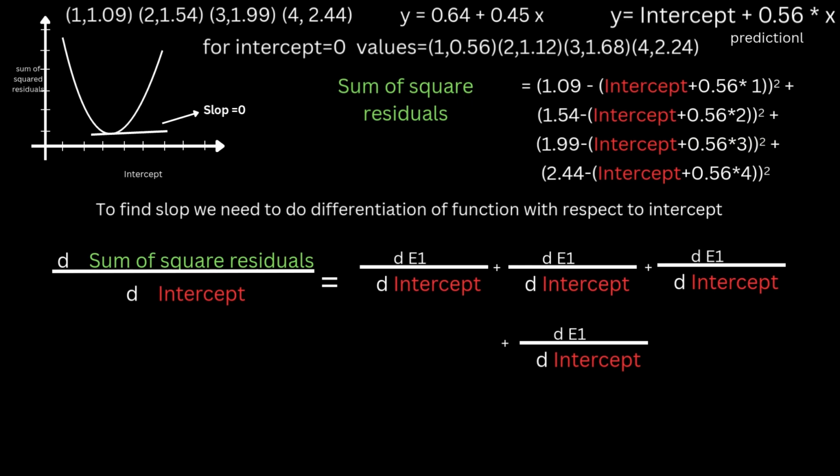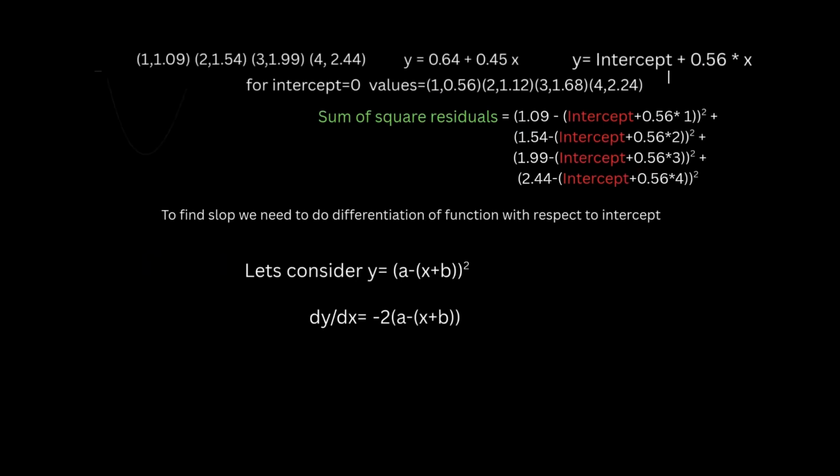Let's see how we can do this. Let's take y equal to (a minus (x plus b)) whole squared. Here x is a variable as shown in the sum of square residual, so we consider the intercept as equivalent to x. If we differentiate y with respect to x, this is what we would get, right? 2 times (a minus (x plus b)) whole bracket. So this is what we get, and we'll apply this to the sum of square residual.